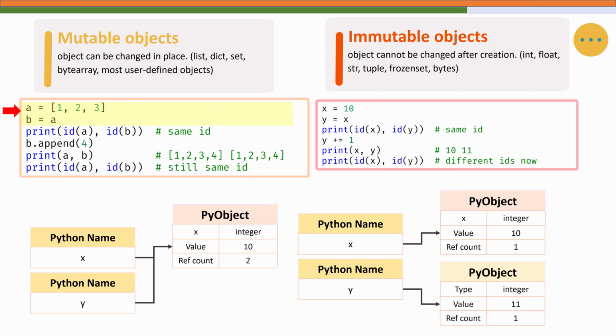For example, with a mutable list, if a equals [1, 2, 3] and b equals a, both names reference the same list object. If you call b dot append 4, the list object itself is modified, so a and b both show 1, 2, 3, 4. Their id values remain identical because it's the same object. This difference matters when you pass objects into a function. If you pass a list and the function mutates it, the caller sees the mutation. If you pass an integer and the function changes it, the caller doesn't see any change. The function simply rebinds its local name to a new integer object.